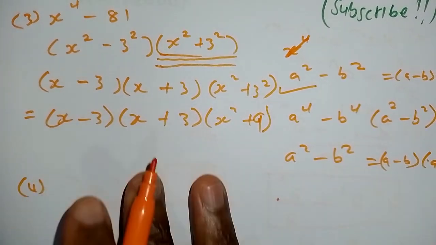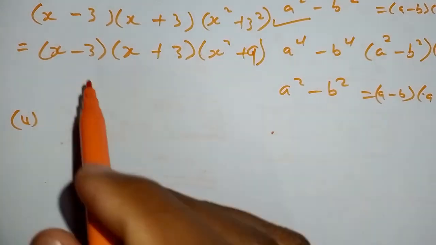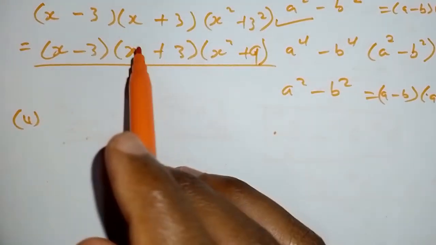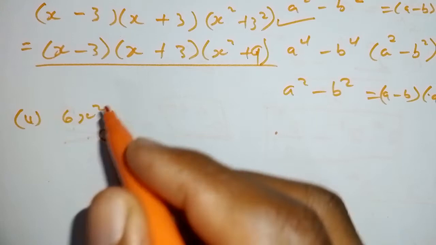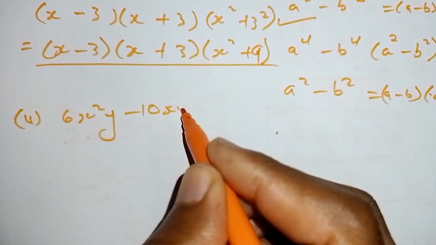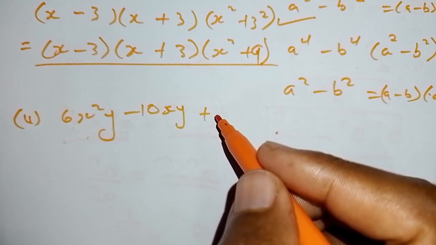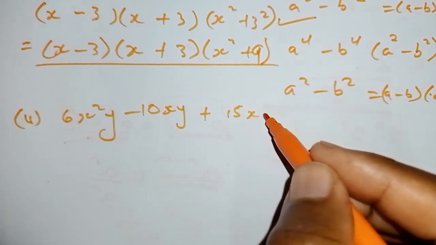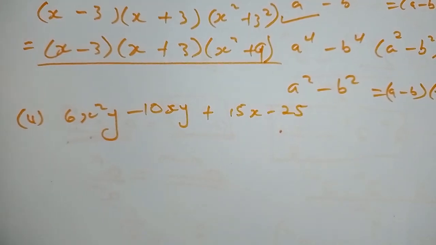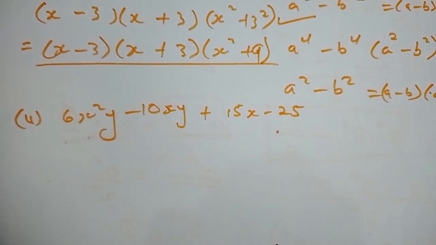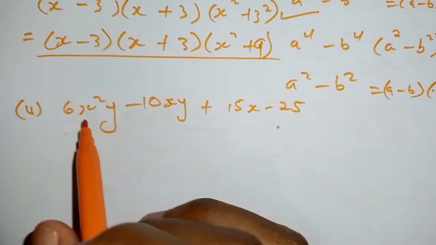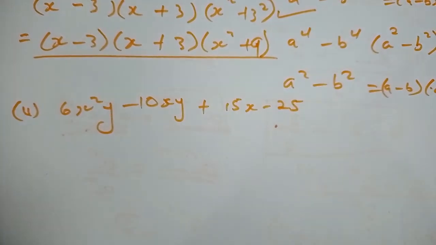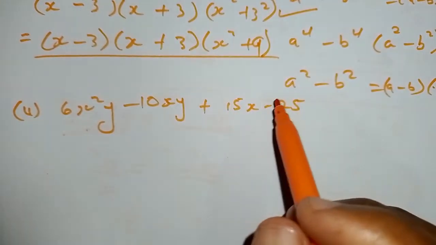This is question 4. It says here we need to simplify. This is the simplest form as we can. Okay, now we have 6x squared y minus 10xy plus 15x minus 25. We have such a question, they say simplify, right? How can you do that? How can we simplify that? I'm going to take the ones with xy and take them to one side, and the others to the other side.